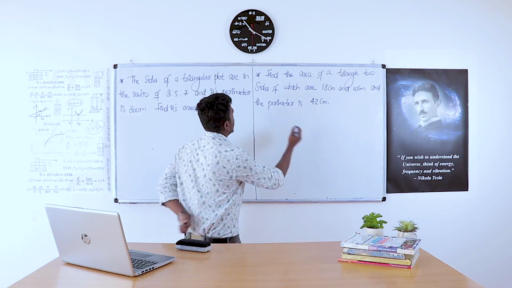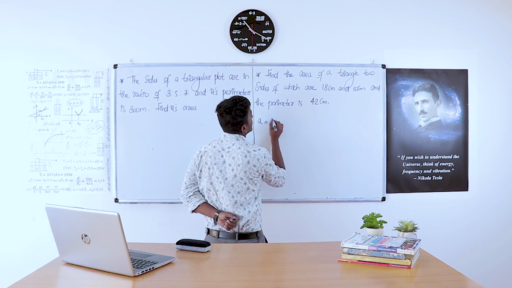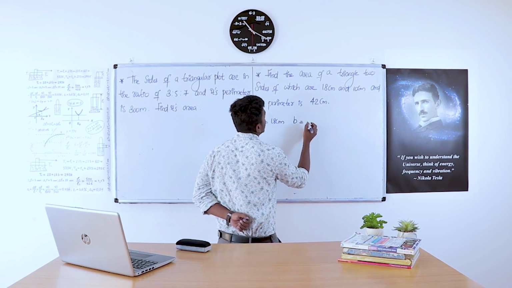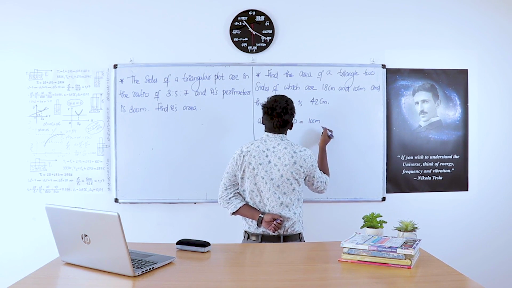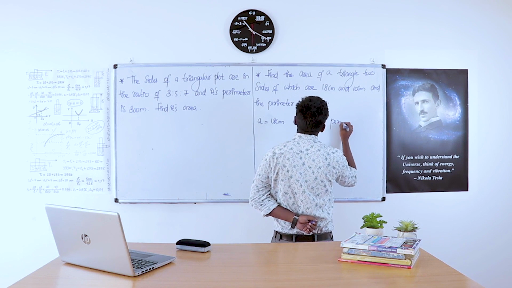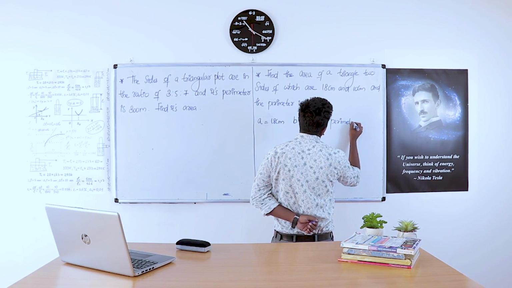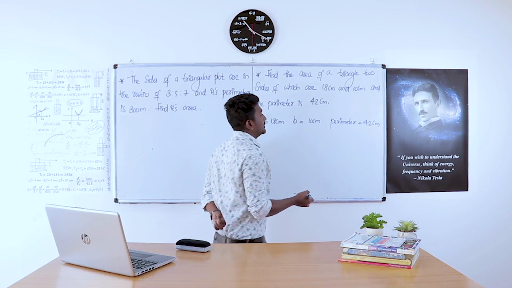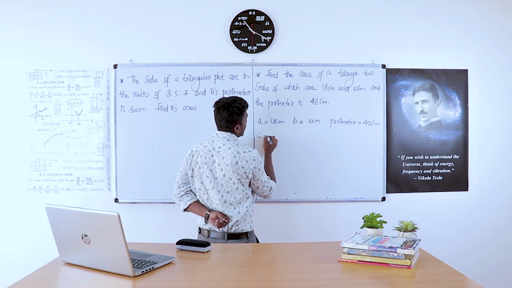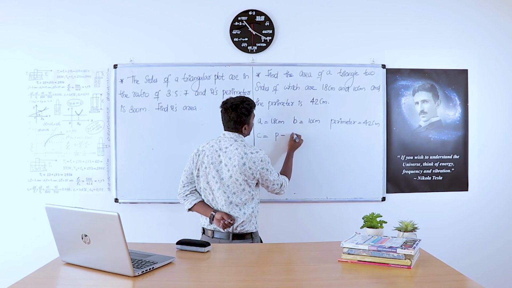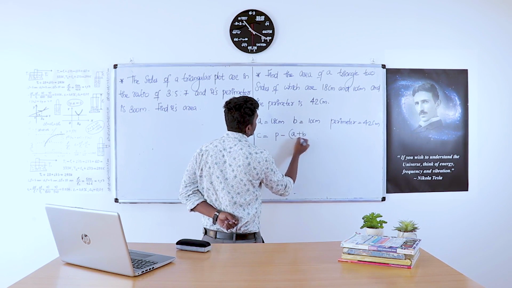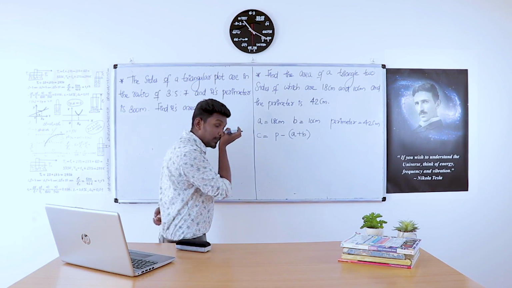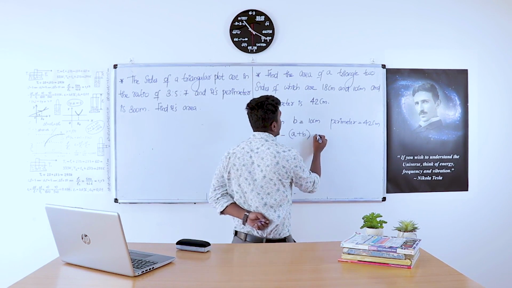So two sides are given, that is A is equal to 18 centimeter and the second side B is equal to 10 centimeter, and the perimeter is given as 42 centimeter. So we have to find the third side. Third side C is equal to perimeter minus (A plus B), since A plus B plus C gives perimeter.